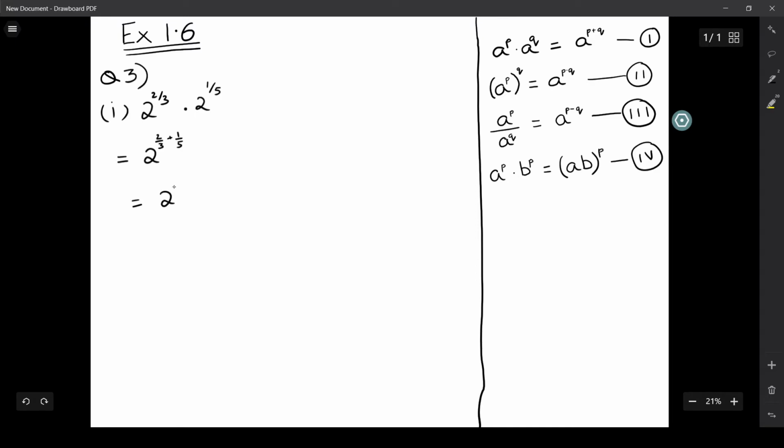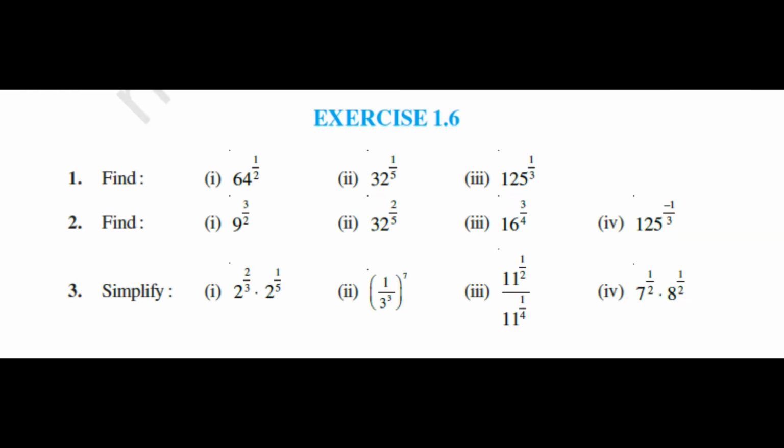which then becomes 2 to the power 10 plus 3 upon 15, further simplified to 2 to the power 13 by 15, which is our final solution. The second part is 1 by 3 cube whole to the power 7.